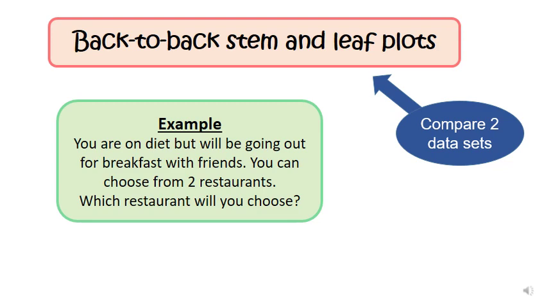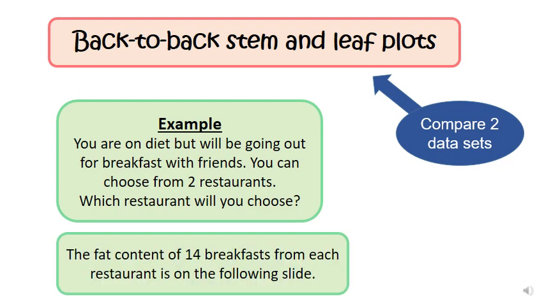So now, obviously, we're assuming that because you're on a diet, you're going to want to go to the restaurant where you're most likely to have a breakfast which has least fat in it. Okay, so we're going to work under that assumption. So you're wanting to find the one that you're least likely to get a fattening breakfast. Okay, so the fat content for 14 breakfasts from each of the restaurants is shown on our next slide.